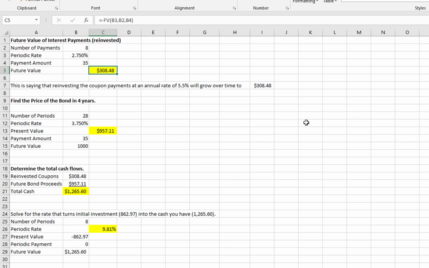The next step is to take a look and figure out what the price of our bond is going to be in 4 years. So the bond will have 14 years left to maturity. So we started off with an 18-year bond. After 4 years, it will become a 14-year bond. So we'll have 28 periods left in this bond. The periodic rate is going to be 7.5%.